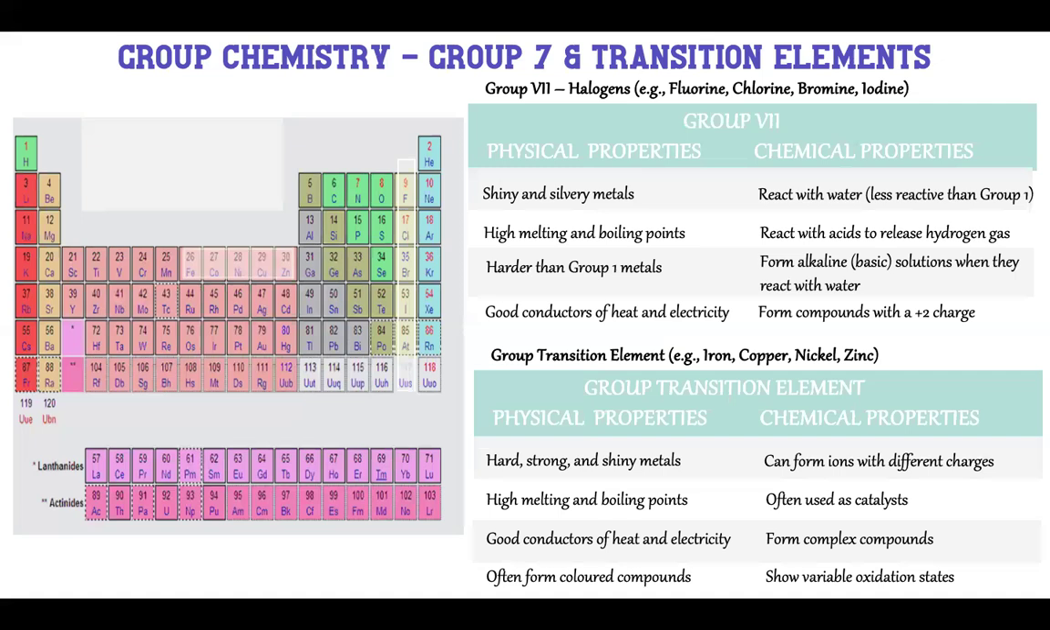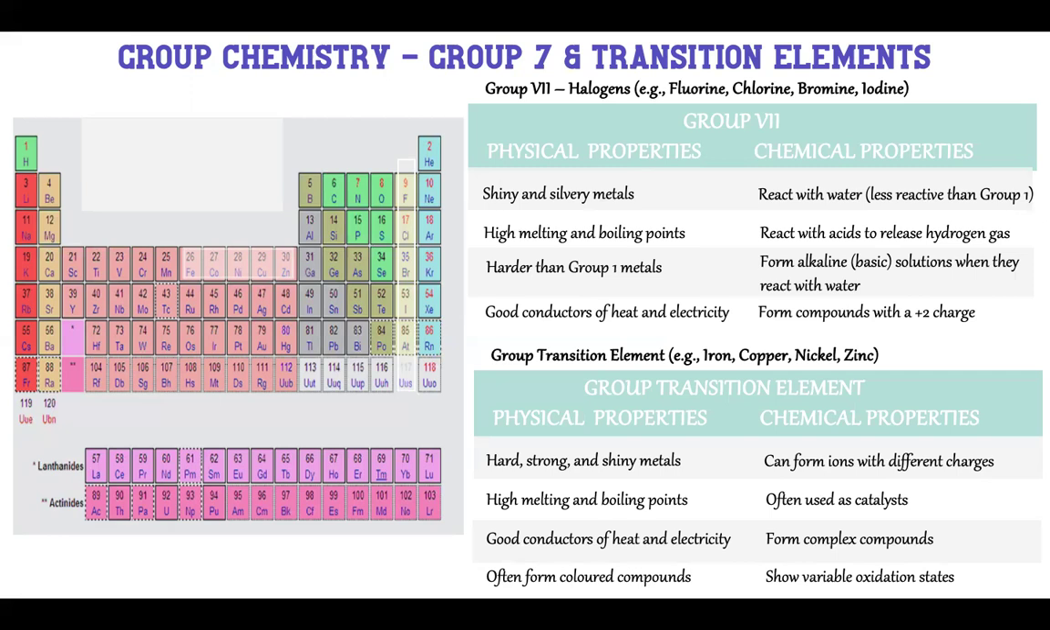Let's look into the group chemistry of group 7 and the transition elements. Group 7 comprises halogens like fluorine, chlorine, bromine, and iodine. In terms of physical properties, group 7 are described as shiny and silvery metals with high melting and boiling points, harder than group 1 metals, and very good conductors of heat and electricity. In terms of chemical properties, they react with water, are less reactive than group 1, react with acid to release hydrogen gas, form alkaline basic solutions when they react with water, and form compounds with a 2+ charge.